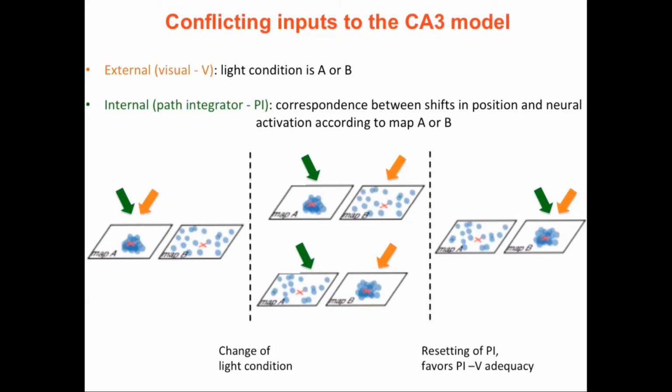So what is going on is that the visual input will now point towards cells which correspond to the position of the animal in environment B, while the path integrator is still trying to switch on the cells which correspond to the position of the animal in map A. And these are different cells. This conflict between the two sources of input will take place for some seconds until the path integrator is reset, and the adequacy between the path integrator and the visual inputs is restored, and they all point towards the same cells corresponding to the position of the animal in map B.